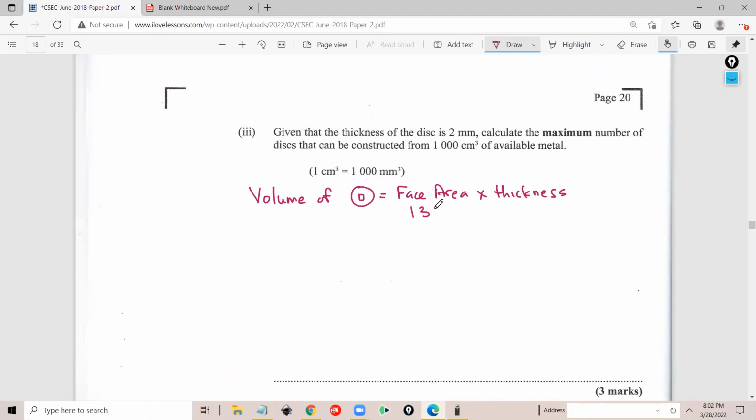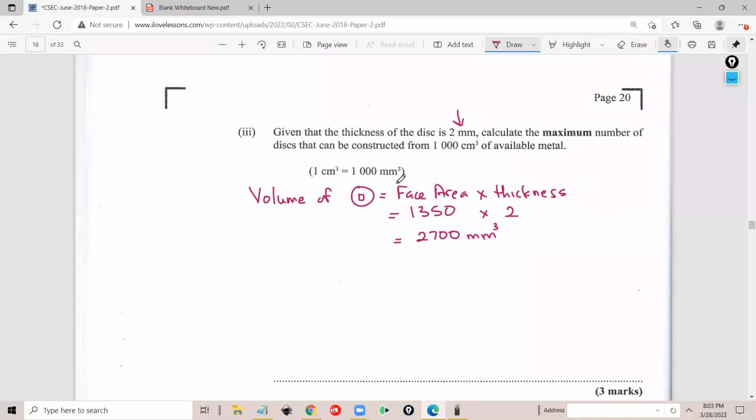So the face area was 1350, and then the examiner told you that the thickness was 2. So let's multiply those two things. 1350 by 2. I'm getting 2,700. But we're measuring volume, so the answer will be millimeters cubed, because the area was in millimeters squared and the thickness was in millimeters. So the whole thing is going to come out in what? Millimeters cubed. So that's the volume of one of those disks.